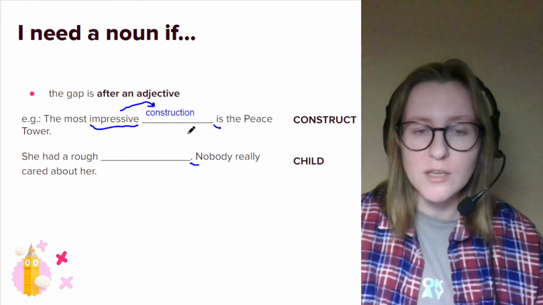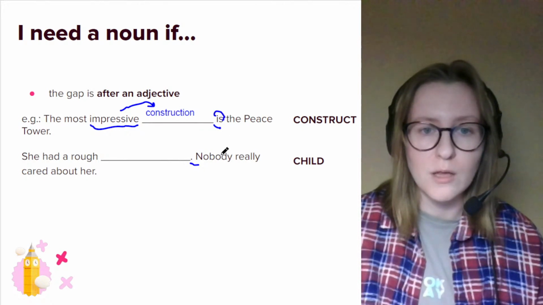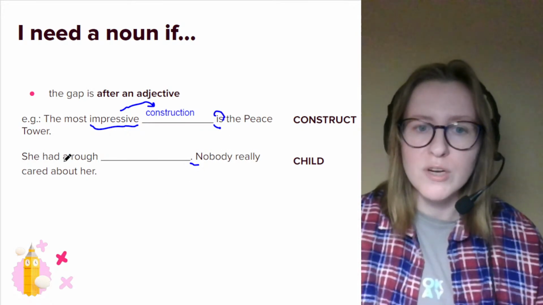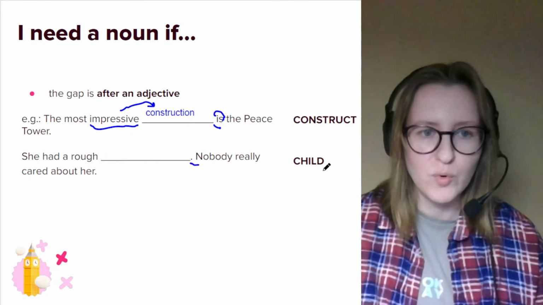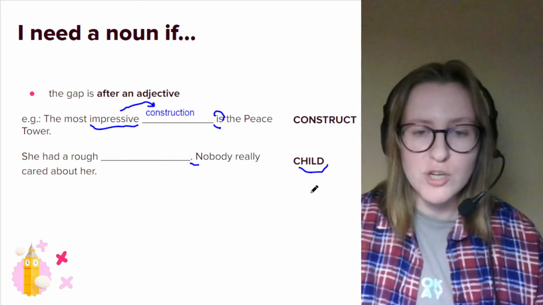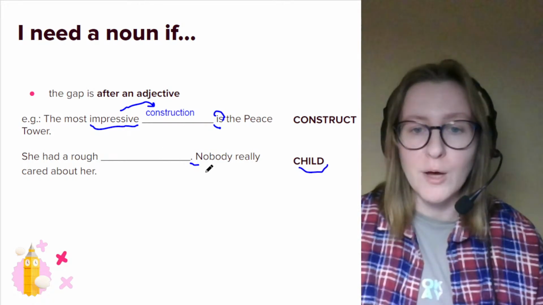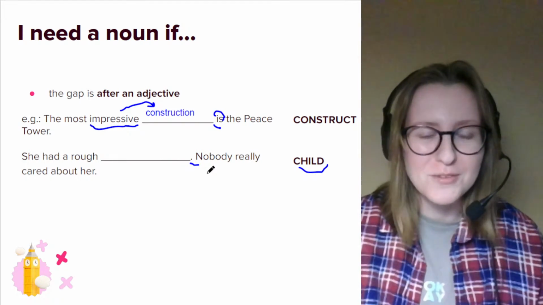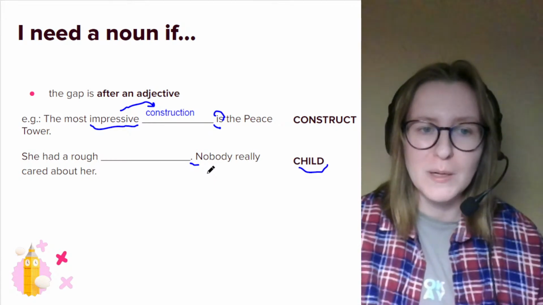Okay, why did we need a singular noun? Because of is, right? Is for singular nouns. Okay, one more example. She had a rough, nobody really cared about her. Poor thing. Right, and we need to put child into the sentence. Child is already a noun, right? But not to worry, we have another one, right? We're talking about a time period in someone's life, not about a person.